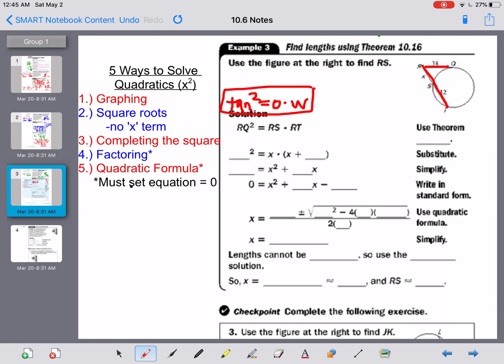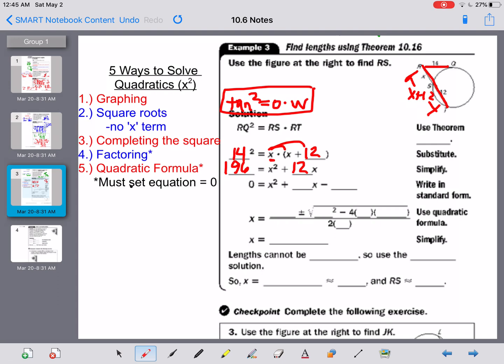So my tangent here is this RQ, and it's 14. My out segment is just X, and my whole thing, remember, we add it together, and we get X plus 12 when I add it together. All right, so 14 squared, we get a 196, and I'm going to distribute my X squared plus 12X. All right, we didn't get anything to cancel like we did earlier. It looks like we have this to work with.